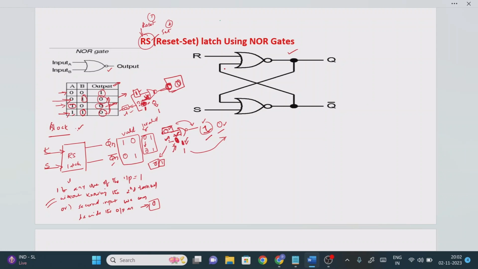But in this previous case, if any one of the input terminal equal to 1 and you don't know the second terminal value, directly you can decide the output equal to 0. Why? Because either the second terminal value 0 or 1, the output value remains the same, right? So this logic we have to remember, right? What is the logic? If any one of the input equal to 1, output equal to 0. So after understanding this logic, now we will draw the logic circuit diagram.